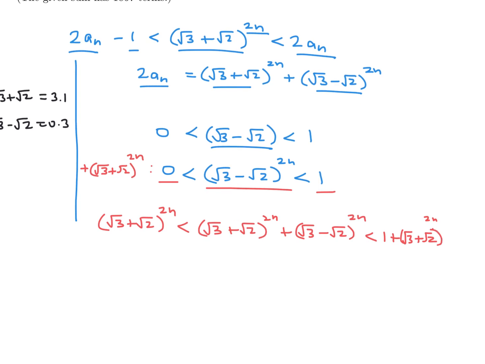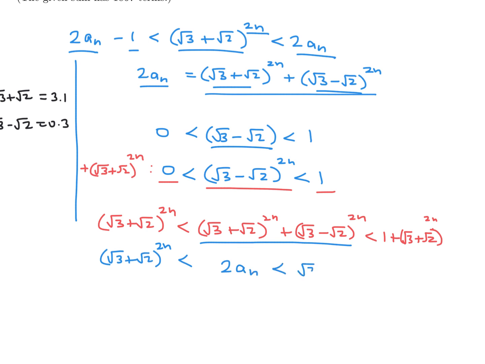Okay, so where do I go from here? Well, this part here, I don't think there's much I can do to change that. This part is just going to be the same, root 3 plus root 2 to the 2n. But this one here is this, so that's just 2an, so that's at least something good. And then this is just root 3 plus root 2 to the 2n, and then plus that 1.